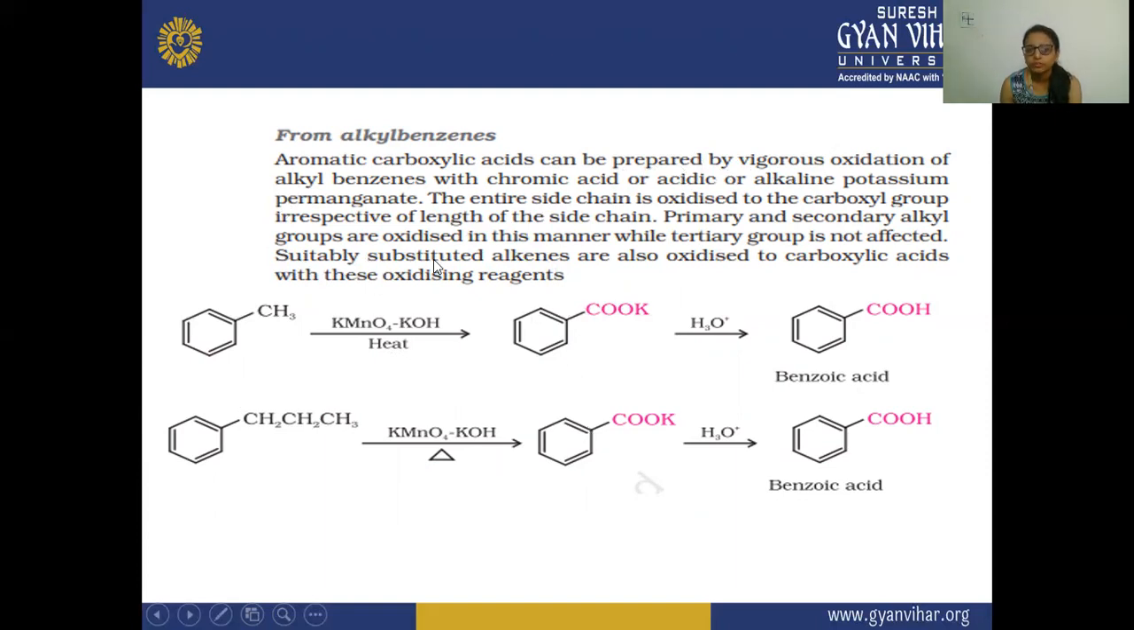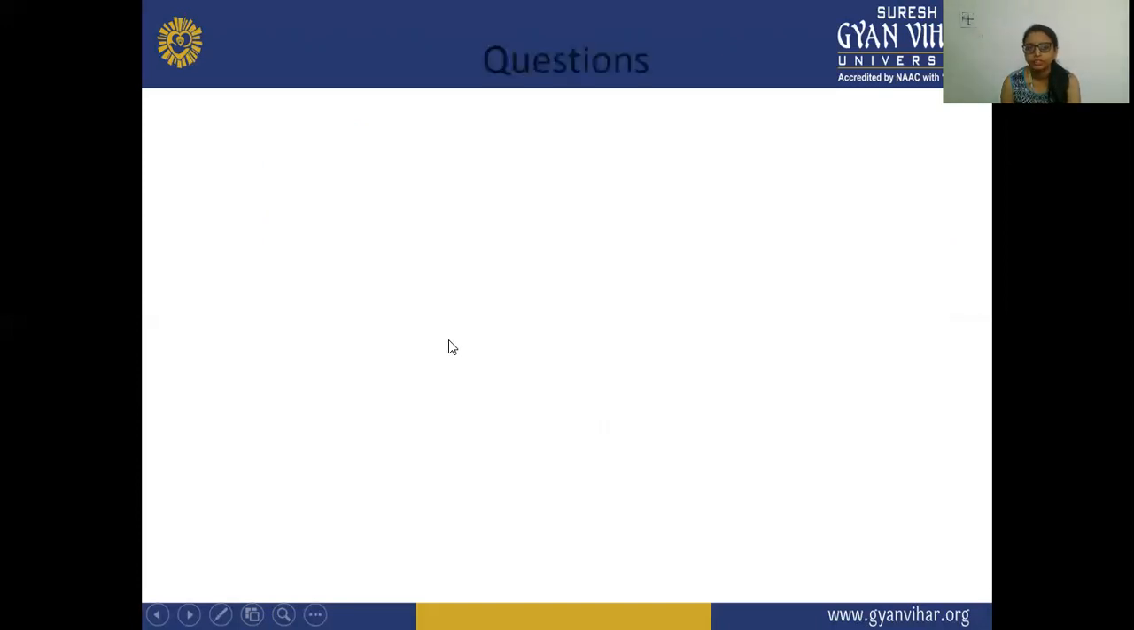Irrespective of the length of the side chain, primary and secondary alkyl groups are oxidized in this manner, while a tertiary group is not affected. Substituted alkenes are also oxidized to carboxylic acid with this oxidizing agent.